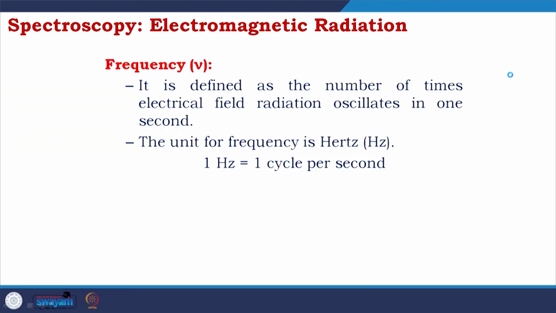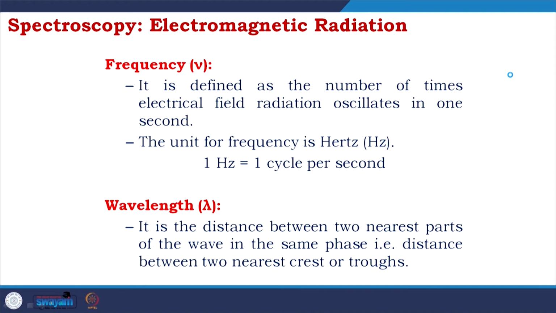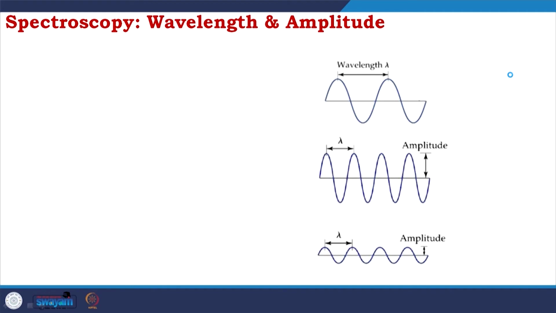Frequency is defined as the number of times the electric field oscillates in 1 second. The unit of frequency is hertz. 1 hertz equals 1 cycle per second. Wavelength is the distance between two nearest points of the wave in the same phase, that is, the distance between two nearest crests or troughs. If you see, this is the wavelength, which is why it is called lambda, and this is the amplitude.